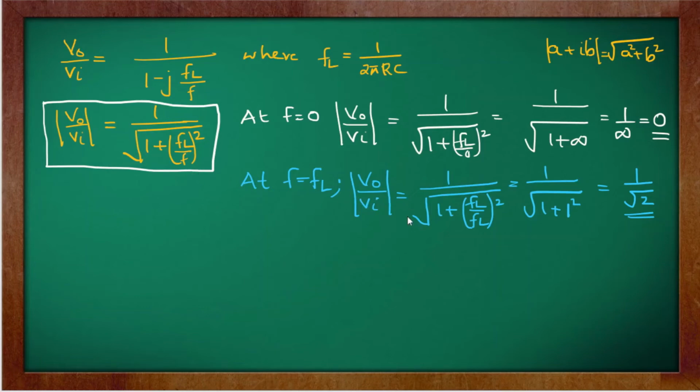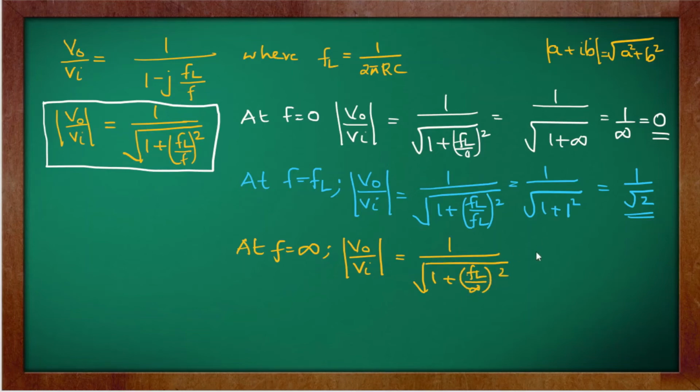Now the third case is f equal to infinity. What happens to the magnitude of V0 by Vi? The magnitude of V0 by Vi is equal to 1 by root of 1 plus fL by infinity, the whole square. What is 1 by infinity?